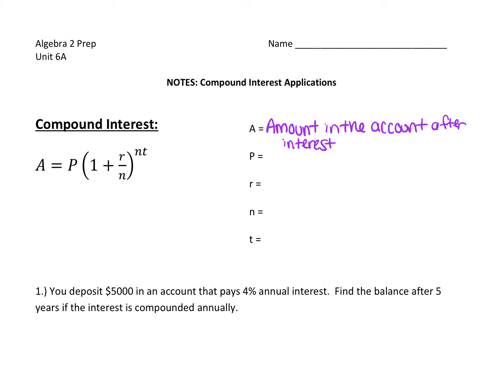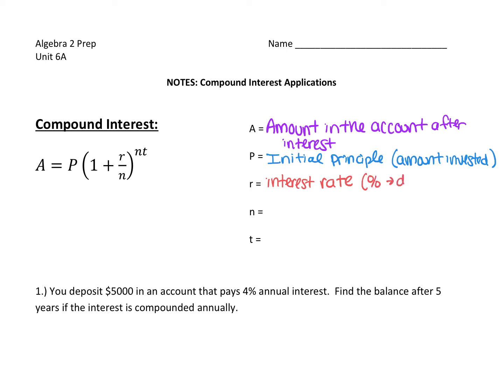Our P is the initial principal. Just the amount invested. Our R is our interest rate. And again, we're going to take that percent and make it into a decimal, just like we were doing with exponential growth and decay. Our N is the number of times compounded.